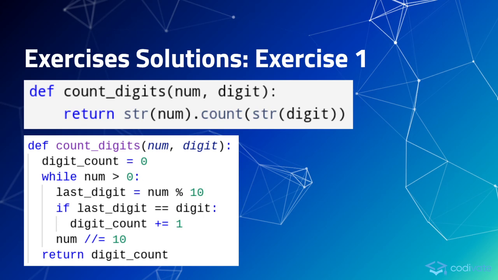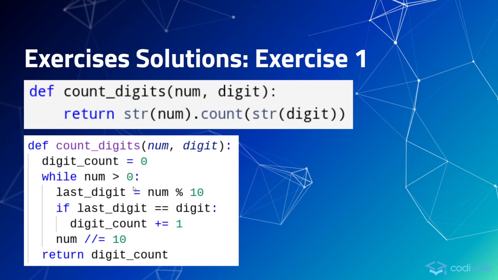We have the same parameters as before, num and digit, but inside our function we have a completely different method here. We start off by having a digit count and assigning it to 0. Every time we see the target digit inside the number, we're going to be incrementing it by 1. So how do we loop through everything inside a number? Well, we saw this earlier in our sum digits method. Now we just have to apply it to our count digits method.